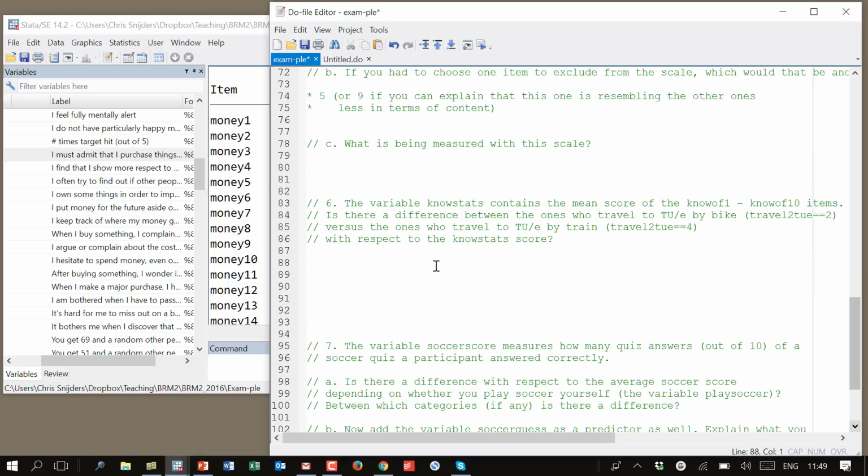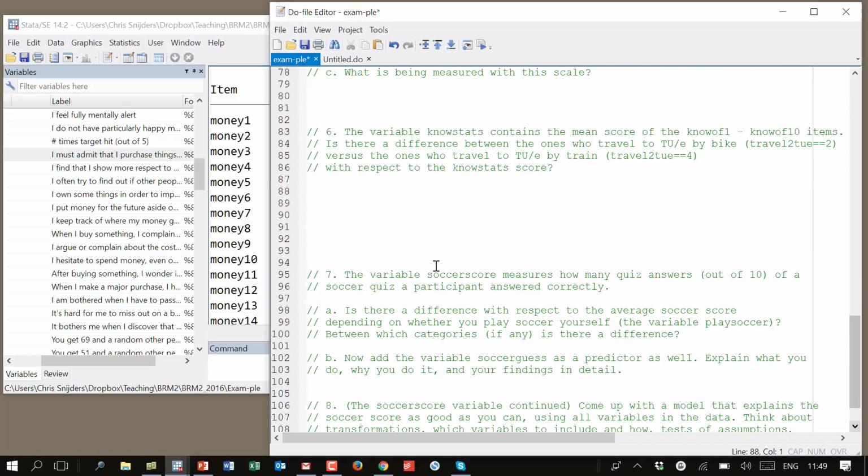Okay, so that was the question about the money items. Next one is the variable no stats, which contains the mean score of the no of 1 to no of 10 items. Are there differences between the ones who travel to TUE by bike, that's travel to TUE equal to 2, versus the ones who travel to TUE by train, travel to TUE is 4, with respect to the no stats score? Okay, so what is that aiming for? Two variables, no stats, and the other one is travel to TUE, where we have to compare two categories.